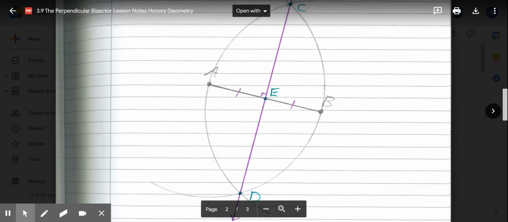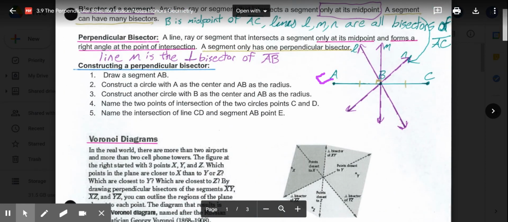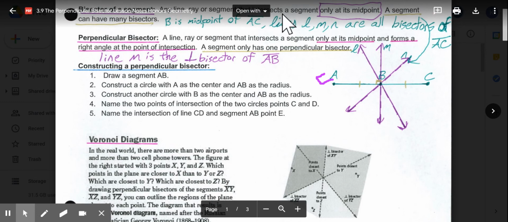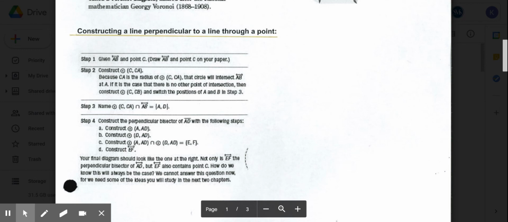So the majority of this lesson is going to be applying the idea of perpendicular bisectors and perpendicular lines, and then being able to do the construction of a regular perpendicular bisector and a construction of a line perpendicular to another line through a given point. So what you'll want to do now, with this video done, is watch the video on doing those constructions.